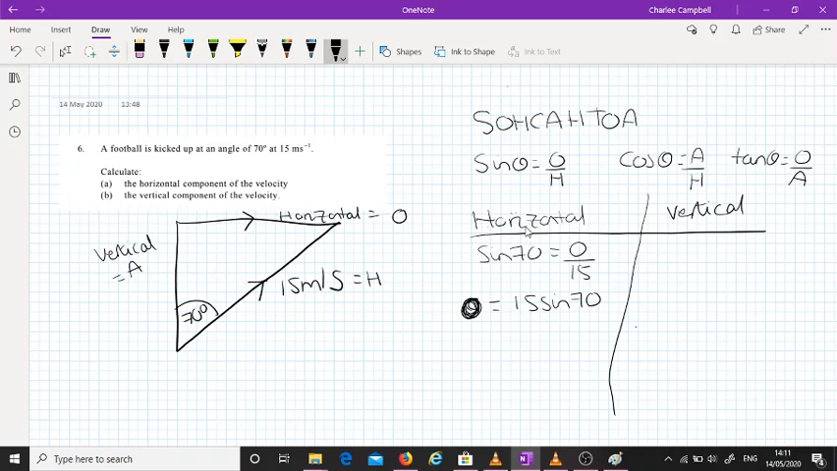And then for the vertical one, it's an adjacent. We've got a hypotenuse, so we're going to use cos. So cos of 70 again equals adjacent, which is the vertical component we don't know, over the 15. Rearrange, adjacent equals 15 cos of 70, and then I'll let you guys work that out. I've not got my calculator with me just now, but this is how you would do that question.